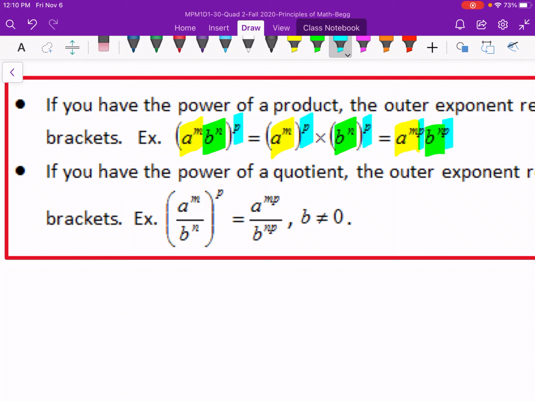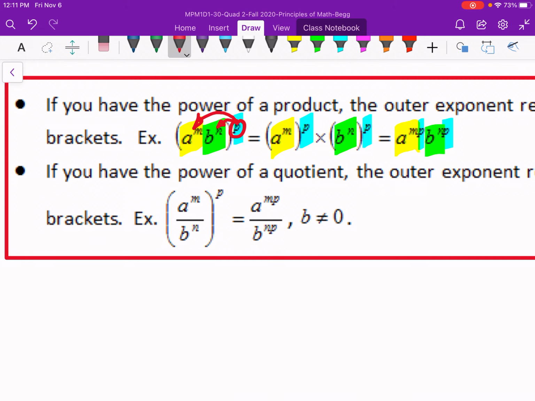So sometimes my highlighting might not help at all, and if it doesn't in this case, ignore it. But the point is, think of it like I'm taking this p here and I'm applying it by multiplication, because it is a power of a power. I'm multiplying each of the exponents inside the brackets by that p.